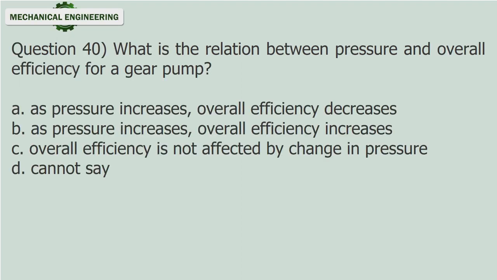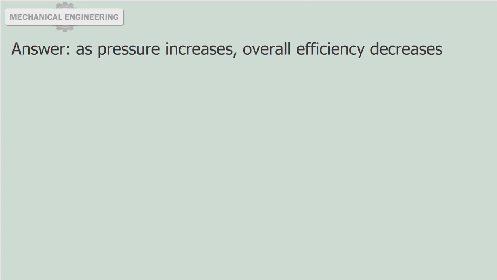Question 40. What is the relation between pressure and overall efficiency for a gear pump? A. As pressure increases, overall efficiency decreases. B. As pressure increases, overall efficiency increases. C. Overall efficiency is not affected by change in pressure. D. Cannot say. Answer: as pressure increases, overall efficiency decreases.